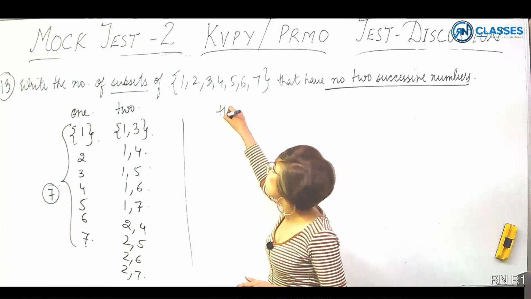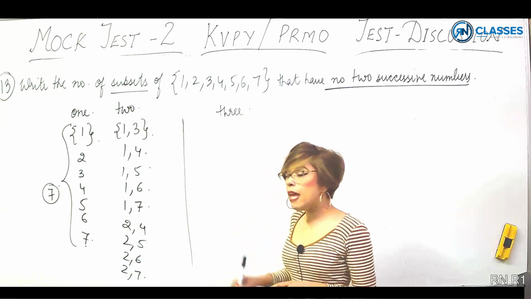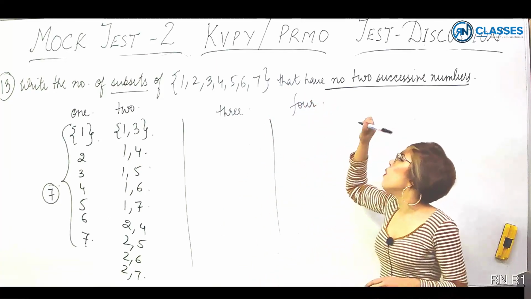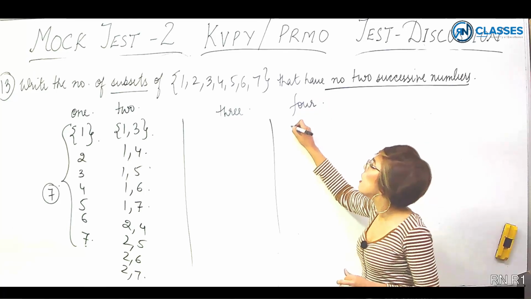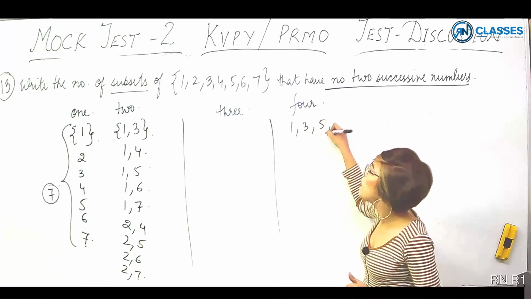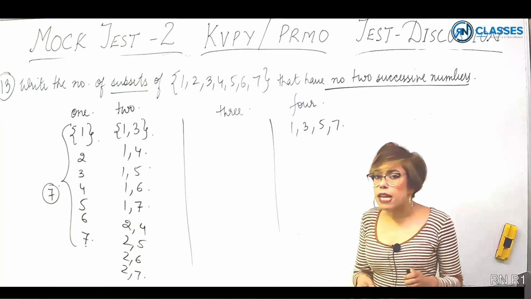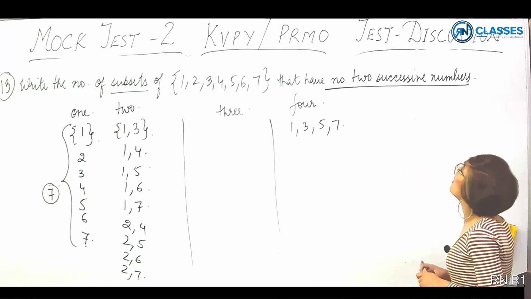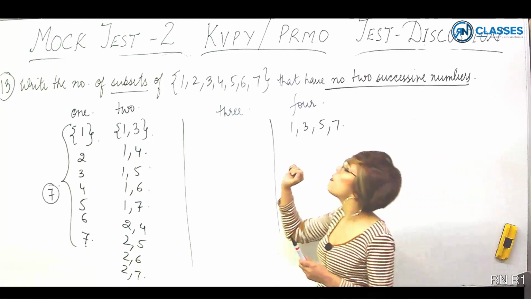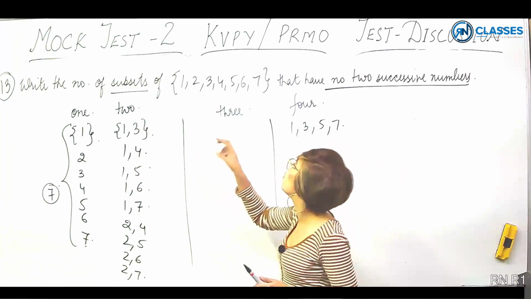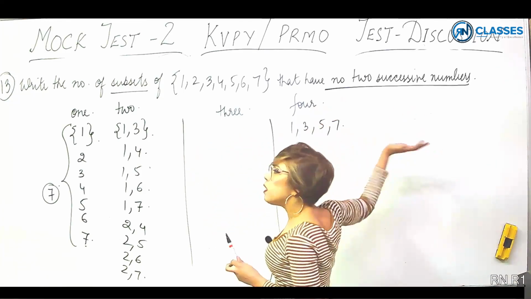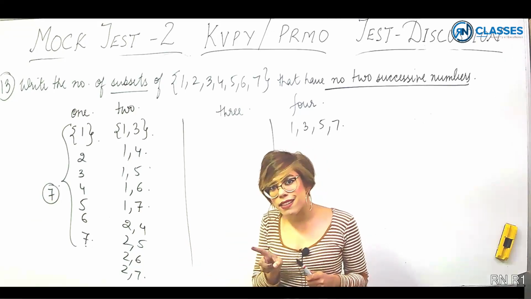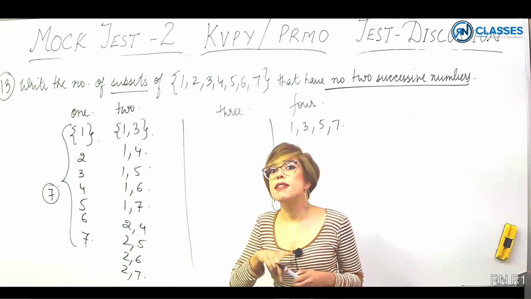Then you will come on to 3 element subsets, then the 4 element subsets. In fact, in 4 element subsets, there would be just one set, that is 1, 3, 5, 7. You'll realize it by just making it. Now, the question is, are we forgetting something? He says write the number of subsets. I have taken 1 element, 2 elements, 3 elements, 4 elements, and the further ones cannot be found. Now, the empty set is a subset of every set, right?